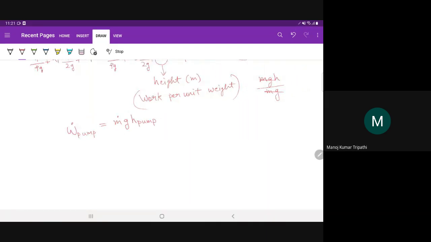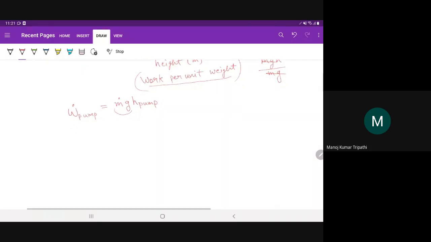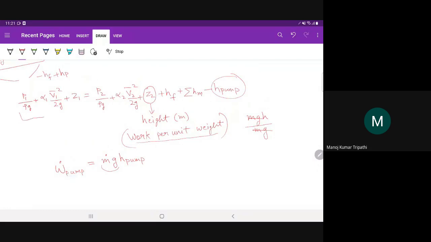So I have taken this m dot g to the right hand side from this work per unit weight. So this was work by pump divided by m dot g, which goes to the other side and it becomes work pump equals m dot g h pump. Now you can take all the other terms together and you can write h pump equal to these terms.